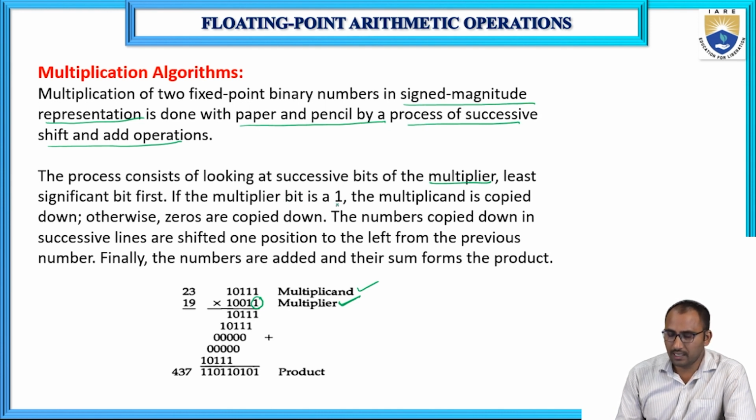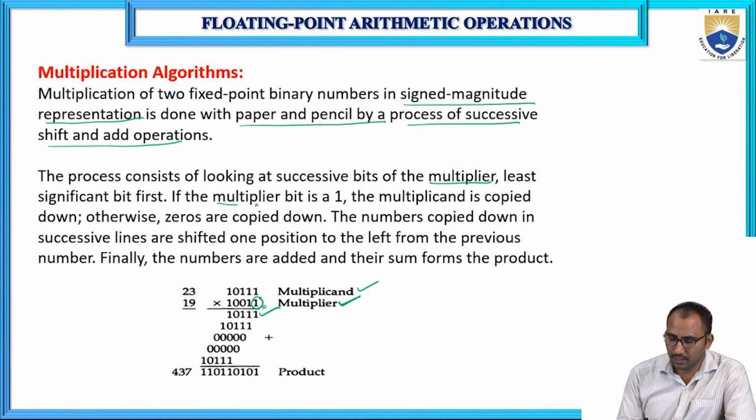If the multiplier bit is 1, then the multiplicand will be copied down. So now the multiplicand is copied down. Otherwise, zeros will be copied down. Suppose the multiplier bit is 0, so what can we copy? We can copy all zeros.